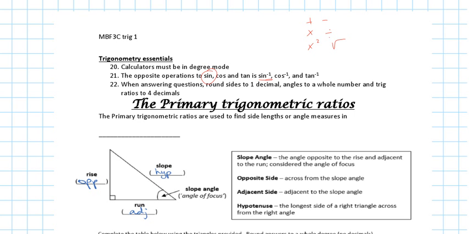Okay? Now, unless the question asks you otherwise, you're going to leave your side length to the nearest one decimal. So when you're solving for side length, you're going to leave it to one decimal. And then your angle should always be to a whole number. You should not leave your angle as like 34.2. It's 34 degrees. Okay? Angle should be to the nearest degree.